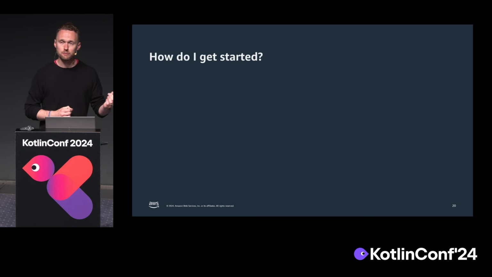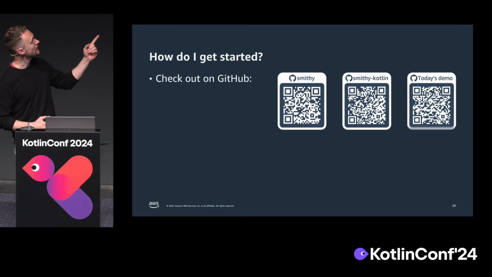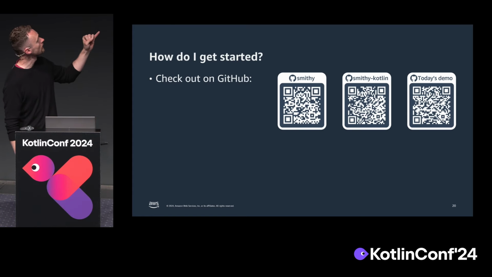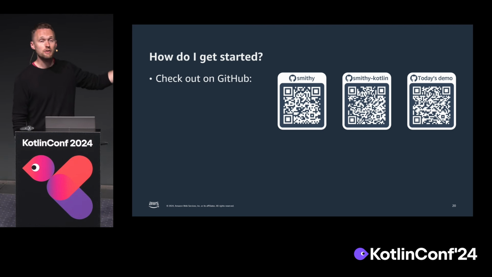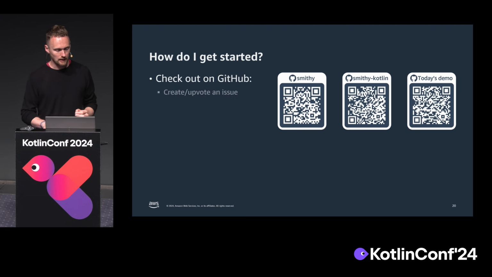And so at this point, hopefully you're asking yourself, how do I get started, or how do I give some of that feedback? Well, the first thing to do is to check us out on GitHub. Up here are the QR code links for the Smithy repository, the Smithy Kotlin code generator, and then all the code from today's demo in case you want to play with a sample project.